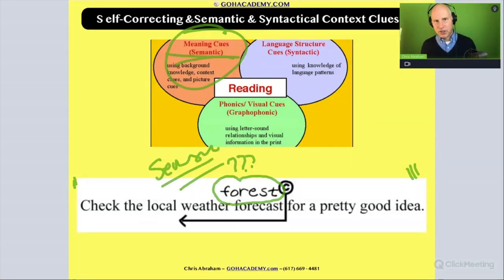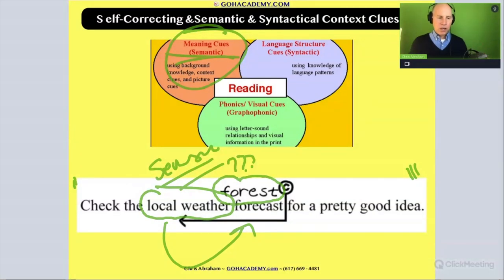So when a student makes a miscue and they can hear, ding, ding, ding, it doesn't make any sense. Local weather forest doesn't make any sense. When the miscue doesn't make sense, the student goes back and looks for semantic context clues that make sense of the miscue. So local weather forest makes no sense, but local weather forecast does, right? So in this case, the student used semantic context clues, or surrounding words, to make sense of the miscue and correctly identify the right word instead of forest.